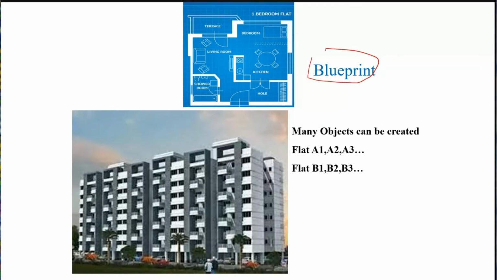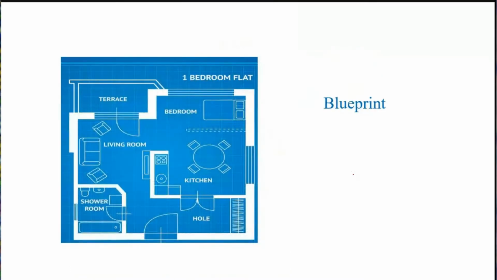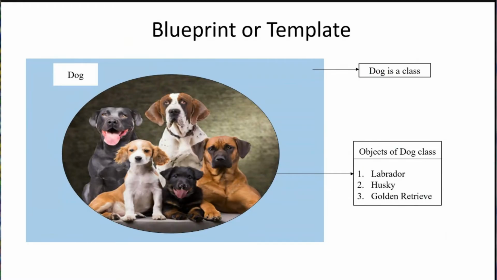Once the blueprint is created, you can create as many objects as you want. So you can create flat A1, A2, and A3, and all of these flats follow this blueprint only, because all of these flats are 1 BHK only. So once the template is created, from this blueprint you can create any number of flats you want.